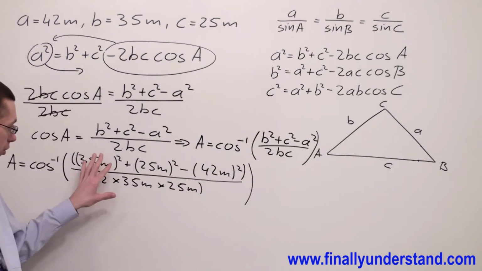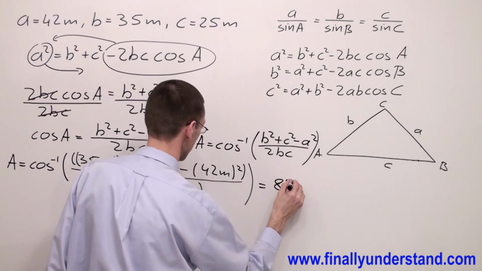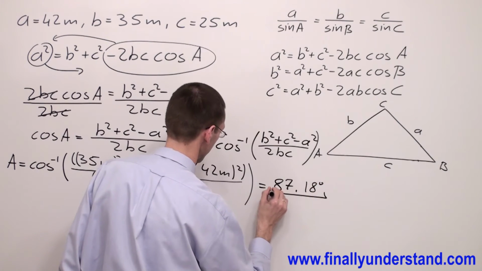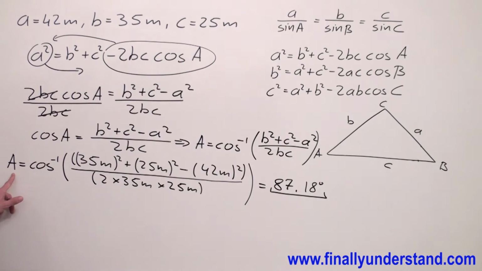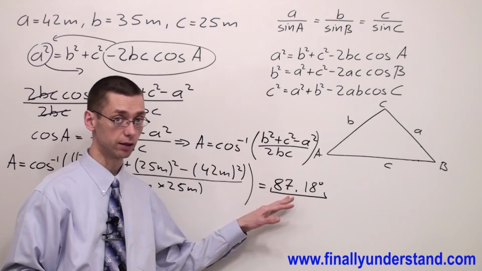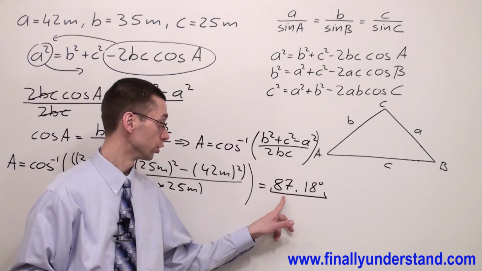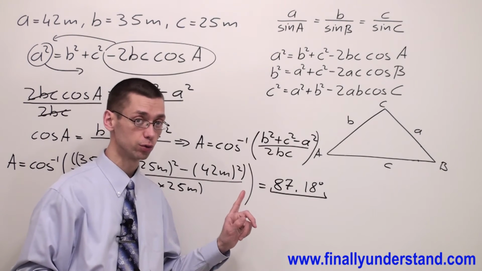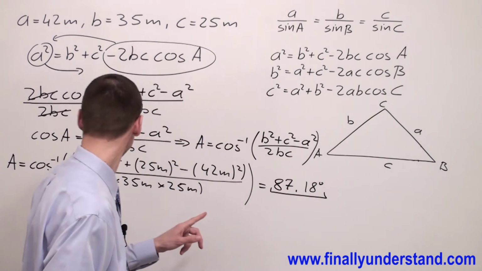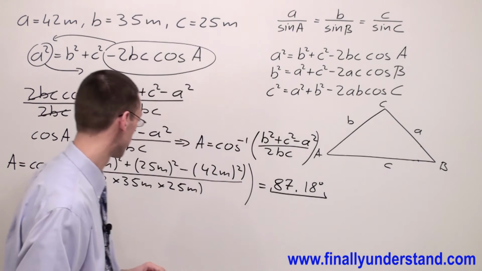Remember about the parentheses, and you're supposed to get the value of 87.18 degrees. Okay, this is my angle A. Please notice that we obtain the largest angle in the triangle, and please notice that this angle is acute angle. So if my largest angle is acute, it means that the remaining angles, in this case angle B and C, are supposed to be also acute angles.